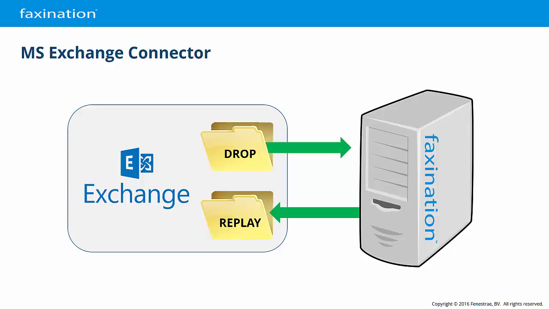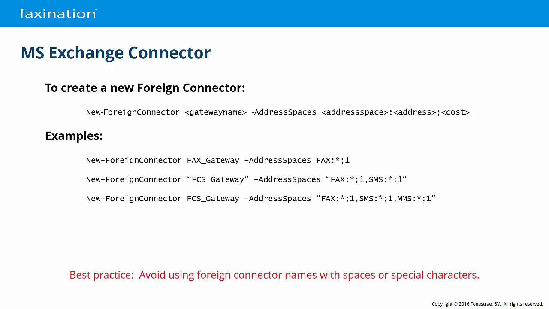When Faxination wants to route an inbound message or notification to an Exchange user, it will put it in the common replay folder for Exchange to pick up. When the Faxination service account has sufficient Exchange permissions, it can create the required Exchange foreign connector during installation. However, it's quite easy for an Exchange administrator to create a foreign connector through the Exchange Management Shell.